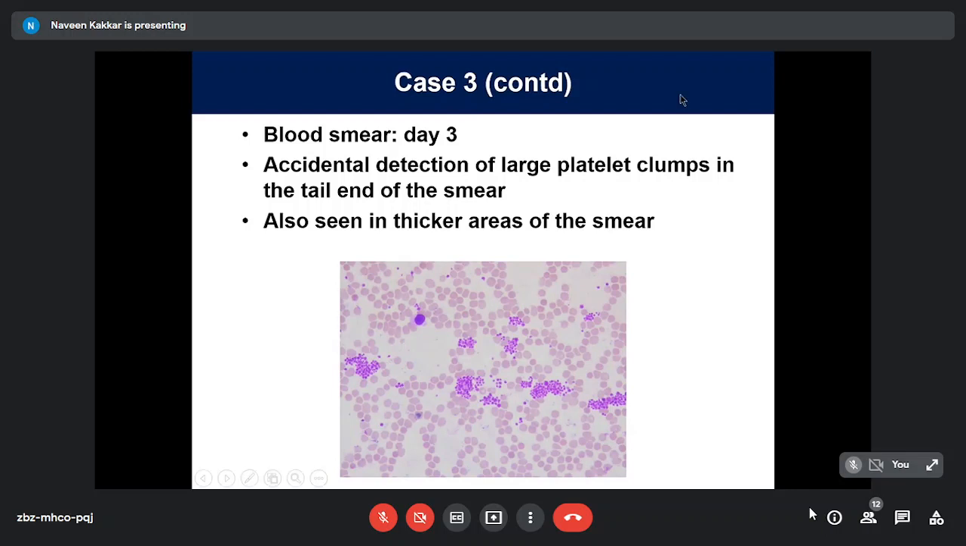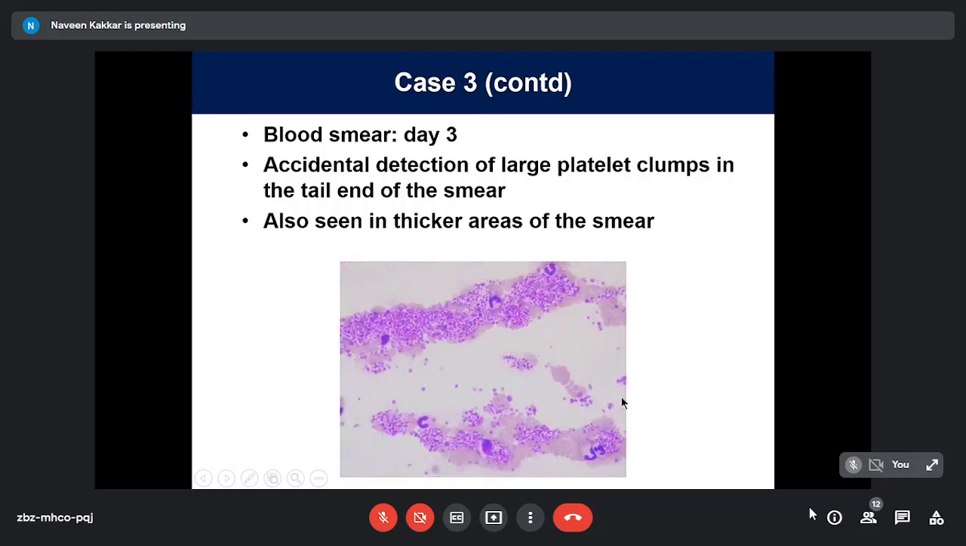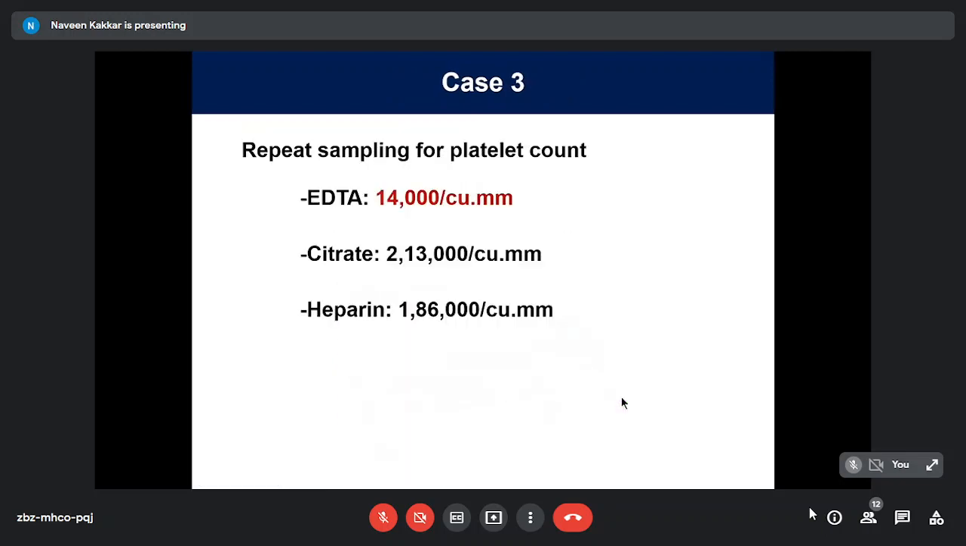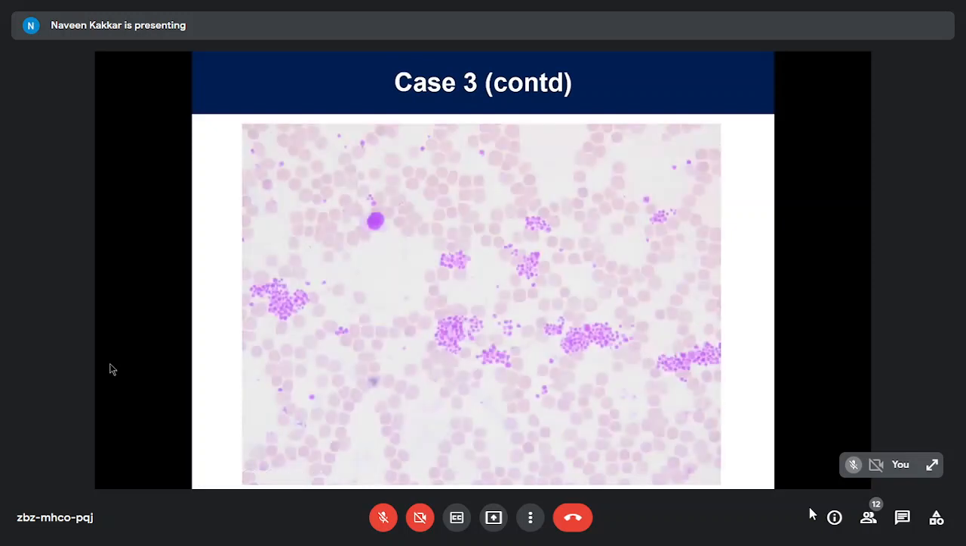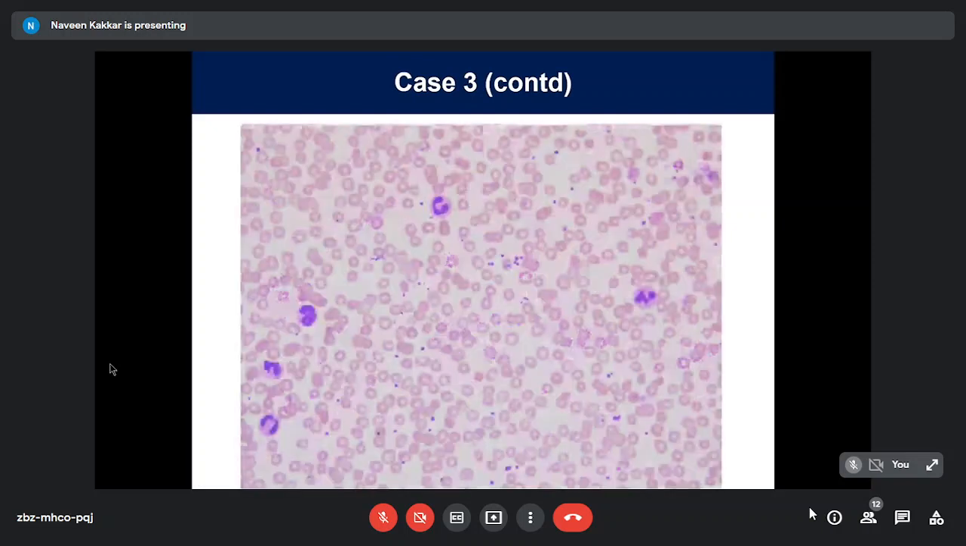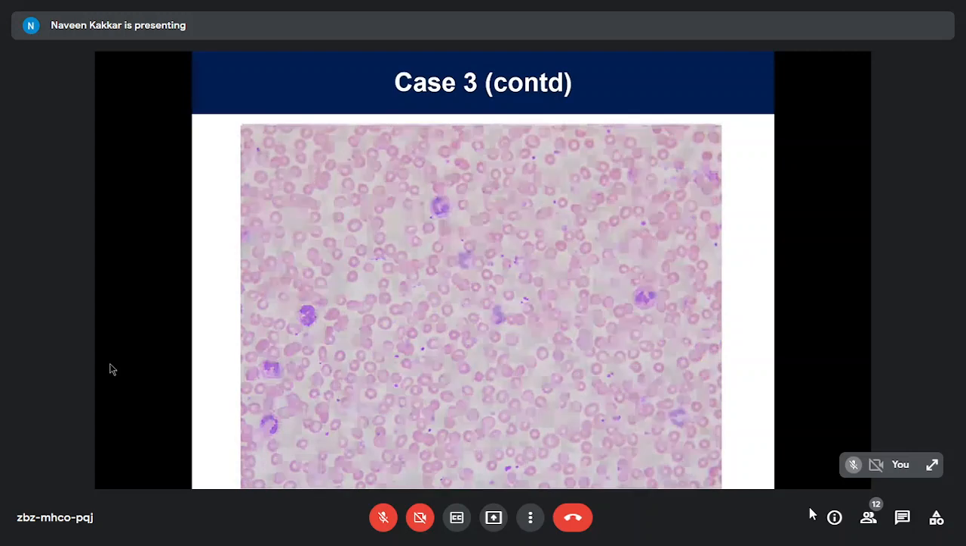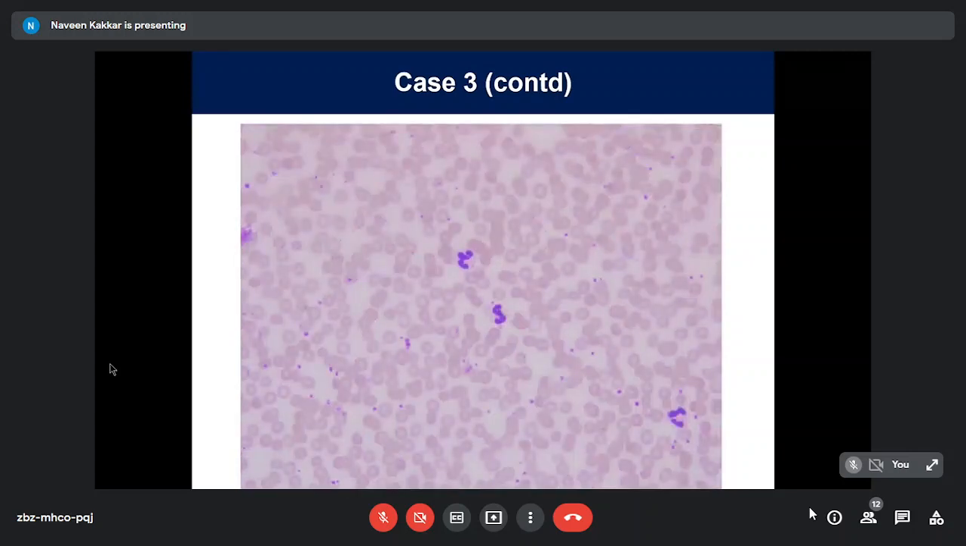This is what was seen. Close to the tail, you can see the empty areas, but large platelet clumps. Very, very huge. Repeat sampling for platelet count was now done in EDTA again, citrate and heparin. And we saw citrate showed a good count. Heparin also brought it up to a normal count. EDTA was still low. That's the EDTA sample, clumping. That's citrate and that's heparin. Citrate and heparin showed no clumping at all.